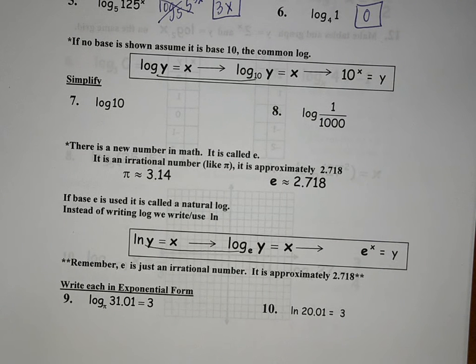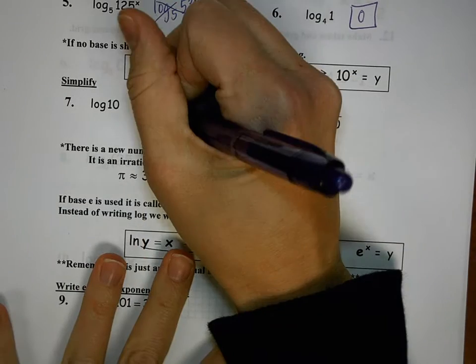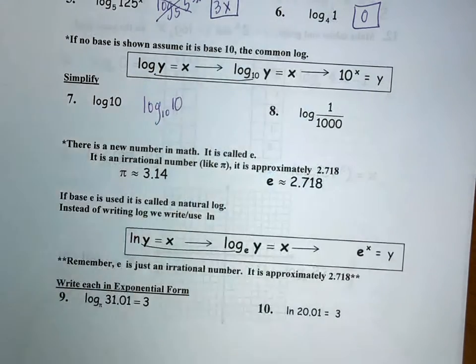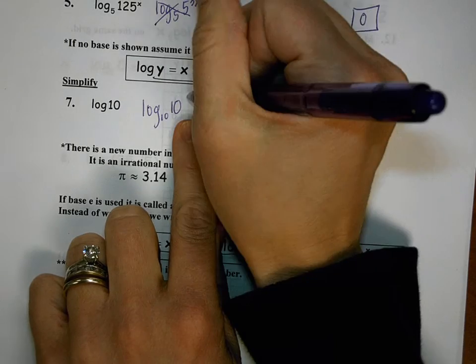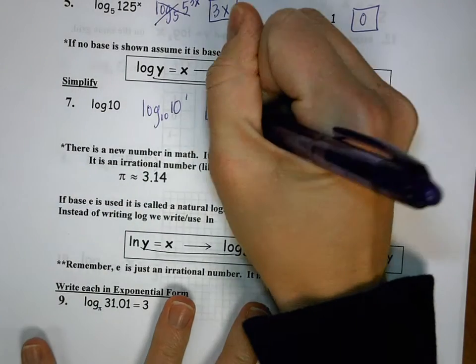What would be my answer for 7? 1. Very good. This isn't saying the base, right? Yeah. But we automatically know it's log base 10, and then it's of 10. And what exponent does this 10 have right now if it doesn't say it? A 1. Therefore, this answer is 1, because those match.